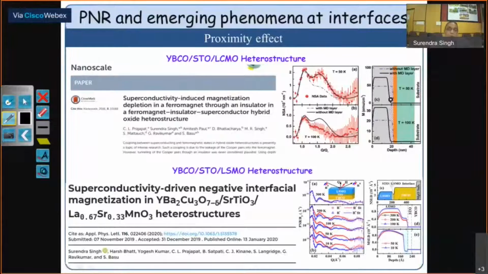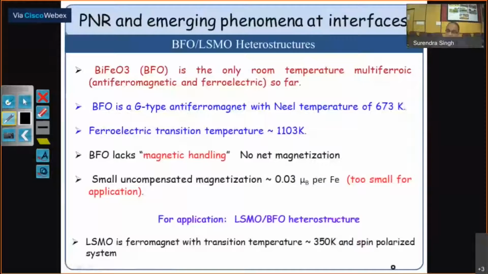Same thing we obtained for another system, with a Tc of 150K, and this LCMO has a higher TC around 300K. Still, we found there is a modulation of the magnetization at the interfaces. So here at 50K and 10K, I'm showing the magnetization depth profile. This kind of study is only possible because of PNR. So, okay, now I will go to the first example.